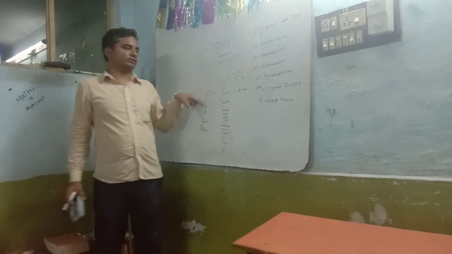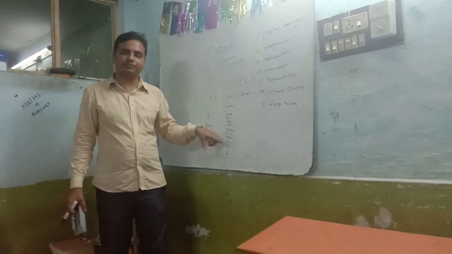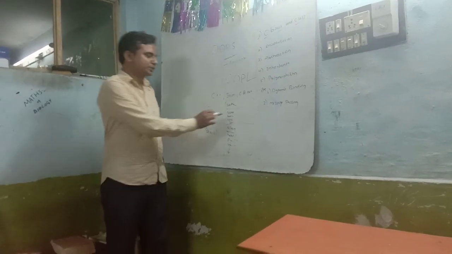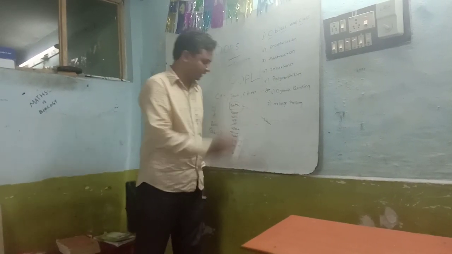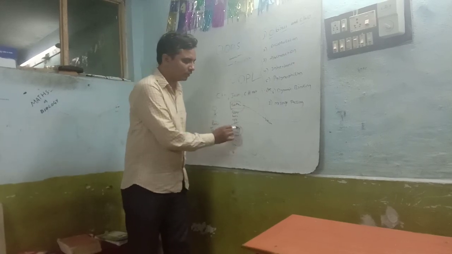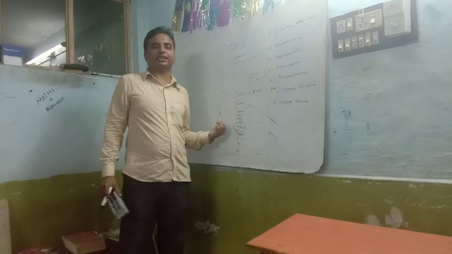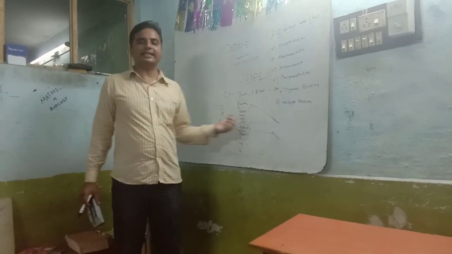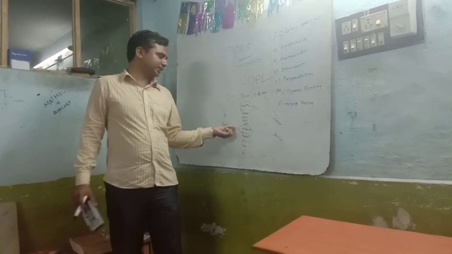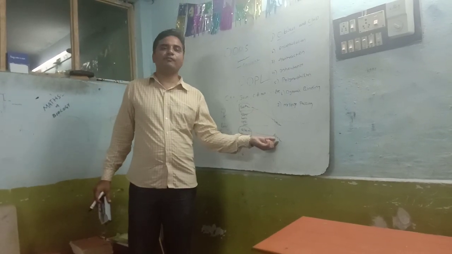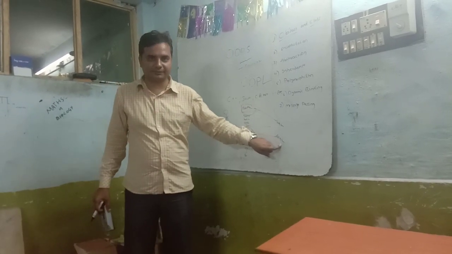So, the final conclusion: every object contains properties and every object performs actions. These properties are technically called variables and actions are technically called functions. That means every object contains variables and every object performs functions, meaning working and doing some action.